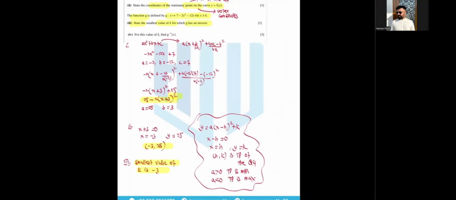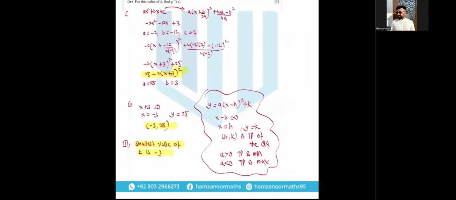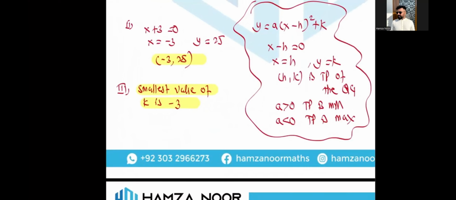It has the same explanation which I gave in the earlier question. If I make a quadratic graph over here, as we know that minus 3 comma 25 is the maximum turning point of the quadratic graph, so let's say somewhere over here, minus 3 comma 25.